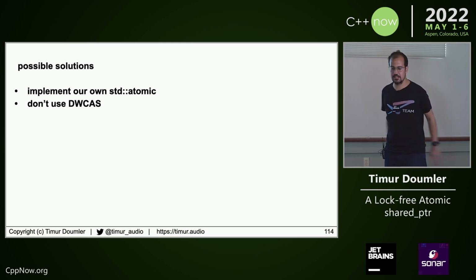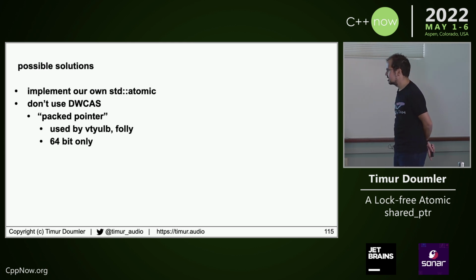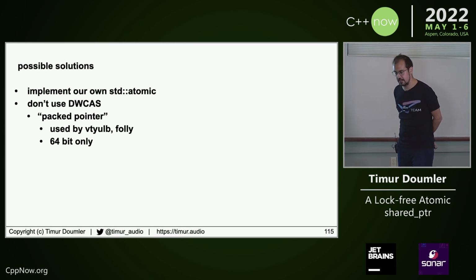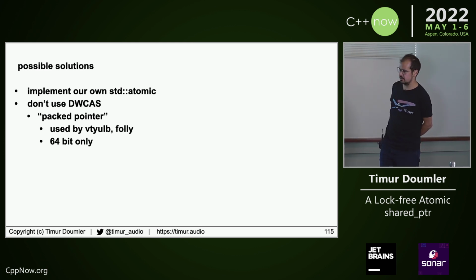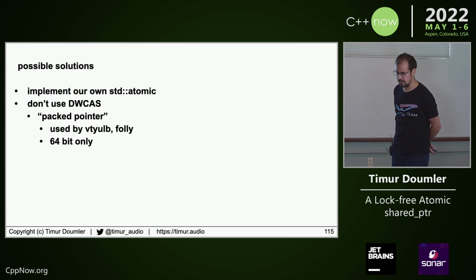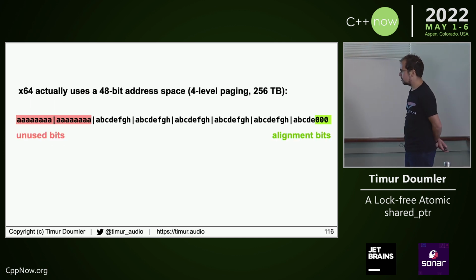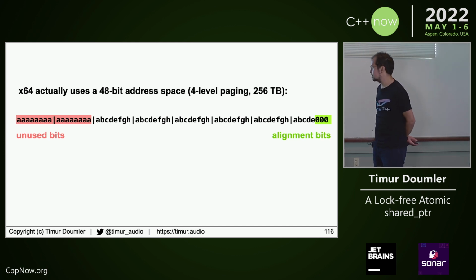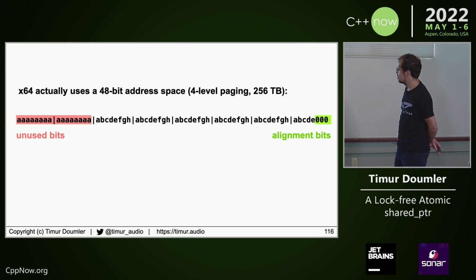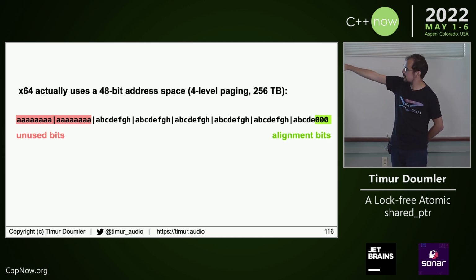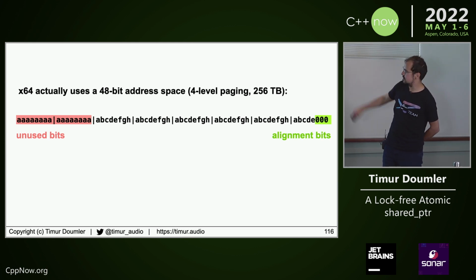So how do we do this without double compare and swap? Well, there's actually a strategy. It's called a packed pointer, and it's used both by Vladislav's implementation and by the Folly one. The Anthony Williams one uses double width compare and swap. The other two use packed pointer, which is 64-bit only, and it's basically exploiting the fact that x64 actually doesn't use all 64 bits of an address. It uses a 48-bit address space, which is still plenty. And you have a bunch of unused bits. You have the alignment bits, which are going to be 3 or 4, depending on what the max align T is. But you also have these 16 bits at the top, which you can use because they're not used.